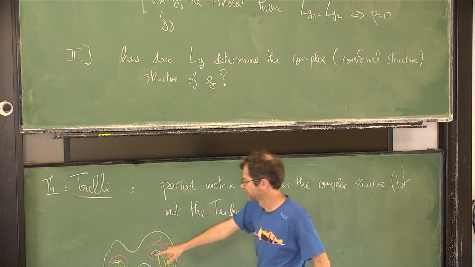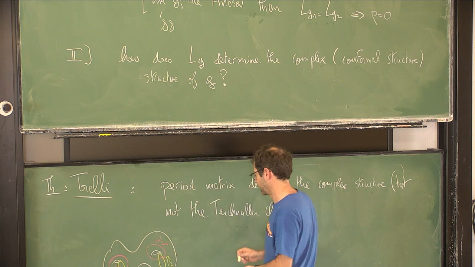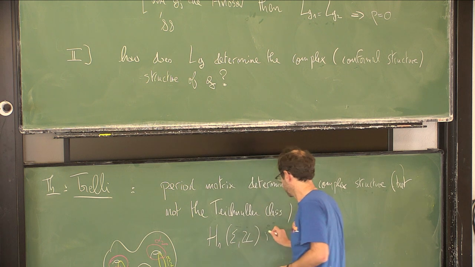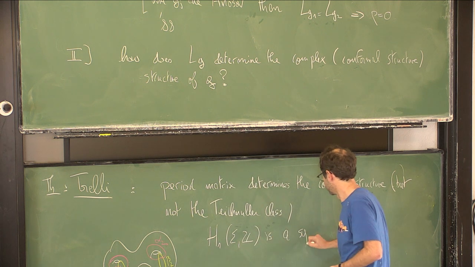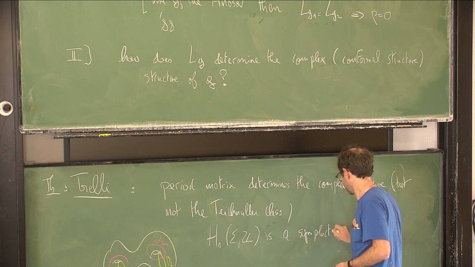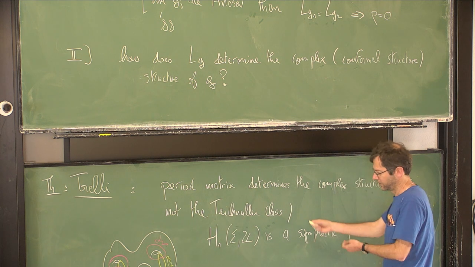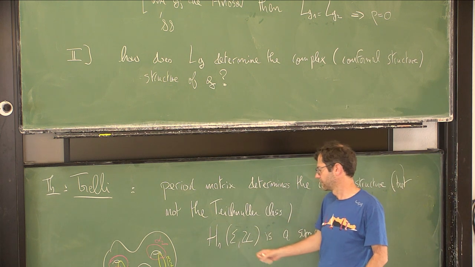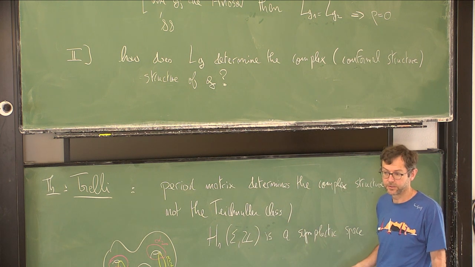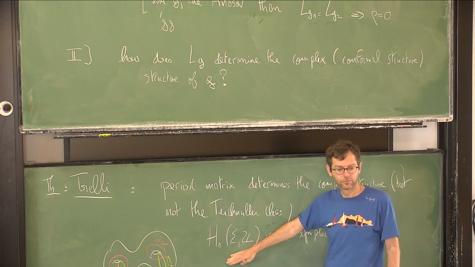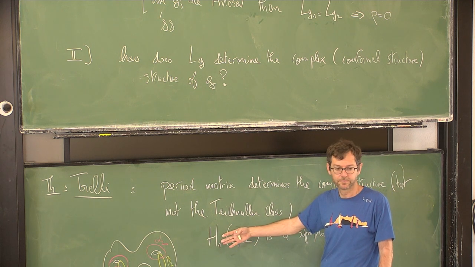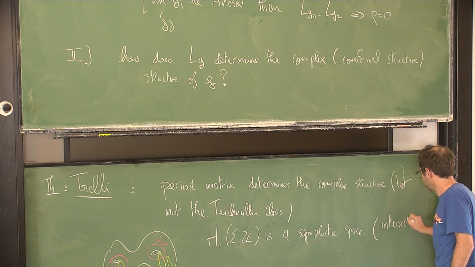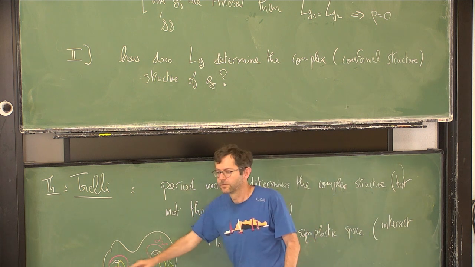You take two cycles like this, two cycles like this. The first homology group is a symplectic vector space, and the symplectic form is given by the intersection pairing. The dual, which is the cohomology, would be the Hodge operator. So you count the number of intersection points, for example.